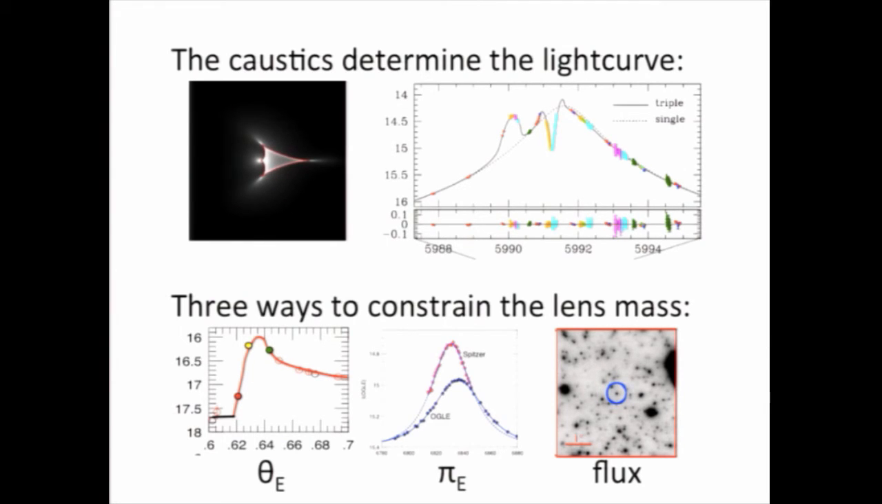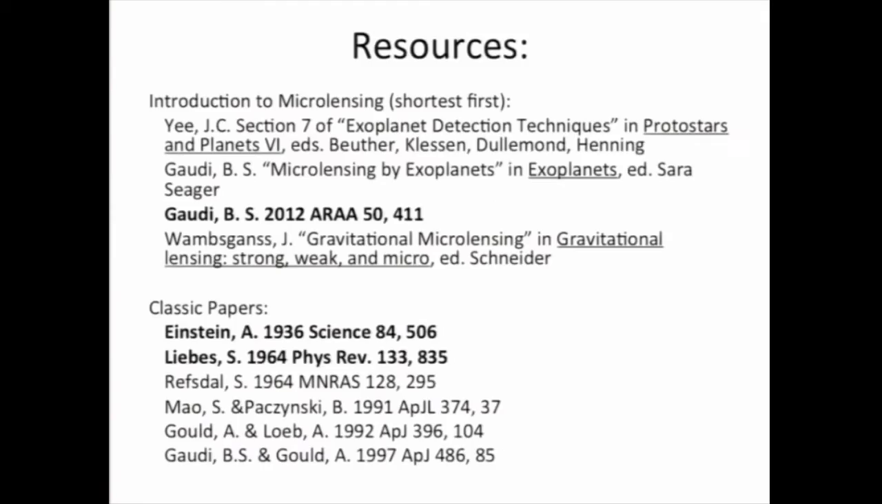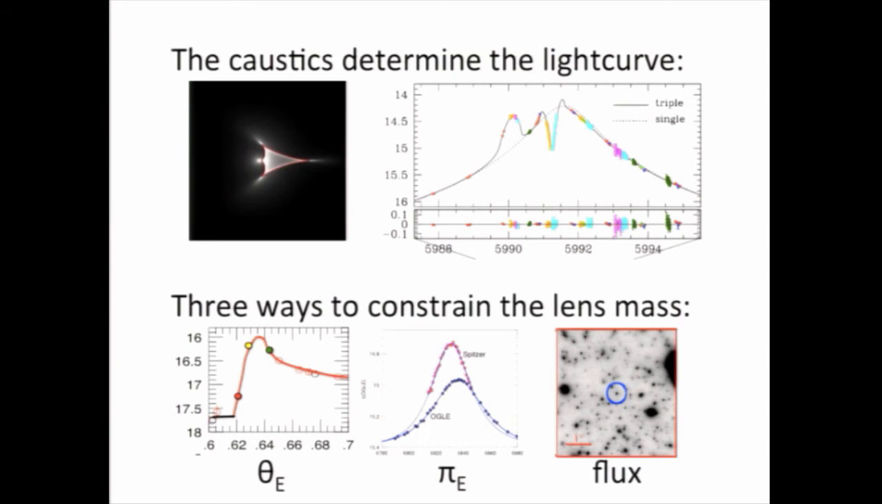So you have theta E, you have finite source effects, parallax, and flux. I focused in this talk on a qualitative understanding of microlensing, but there's a lot of physics and mathematics underlying everything I've said. If you look online, the last slide in the talk has some basic resources about more of the theory and the mathematics of microlensing. My favorites are highlighted in bold. And that's it. I will take your questions now.